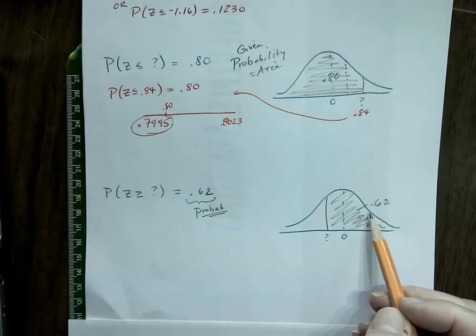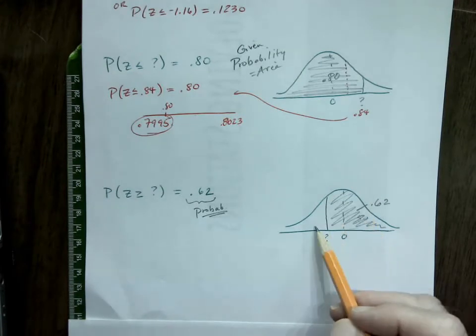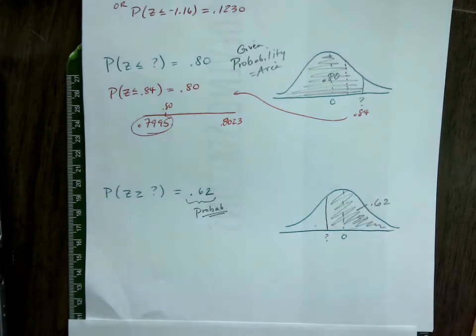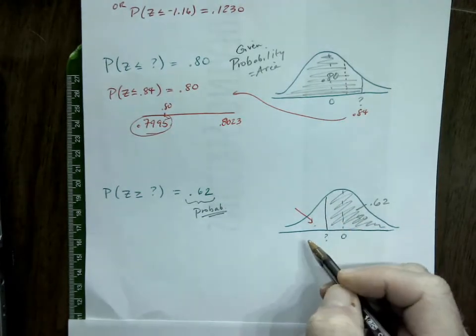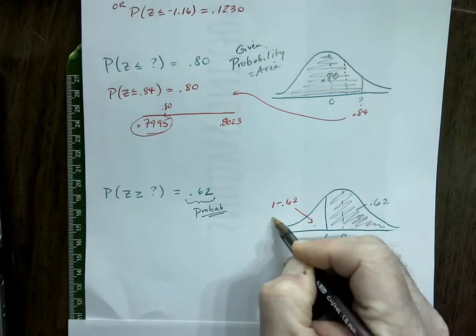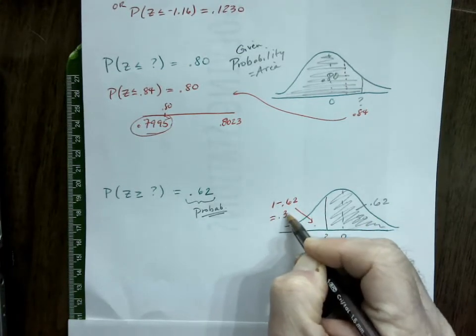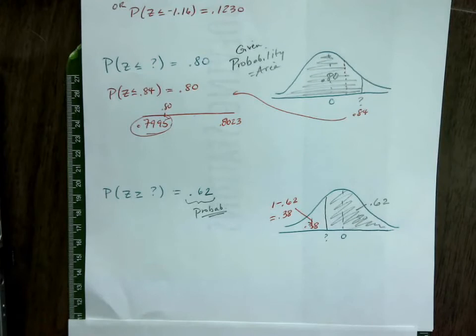I want a right-hand area 0.62. But my chart reads this area. So I'm going to need to think about it, and I need to find this area first because that's what I need to look up. So I need to do 1 minus 0.62, which is 0.38. So 0.38 is this lower area, and that's what I need to be looking up, or find the closest to if I can't find it exactly. 0.38.